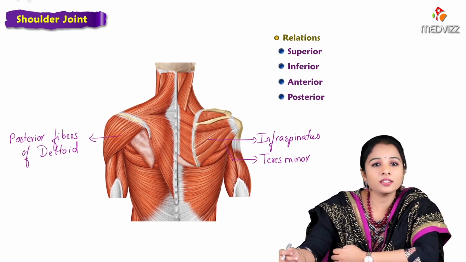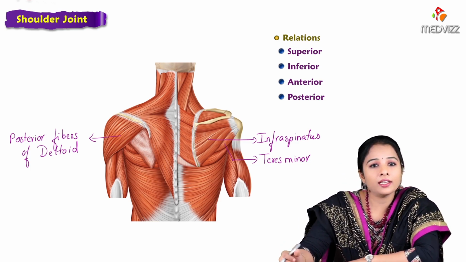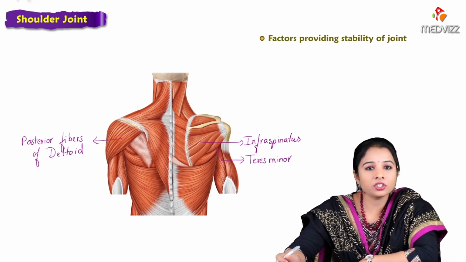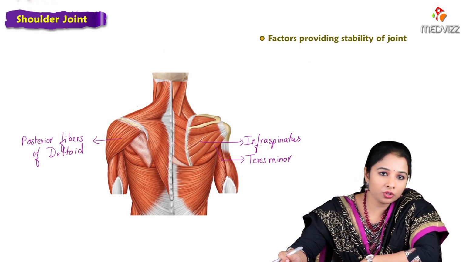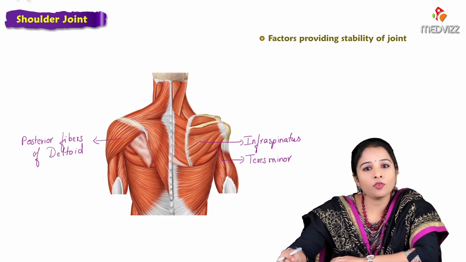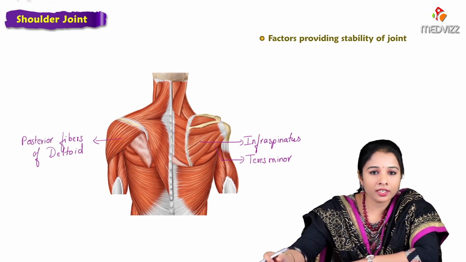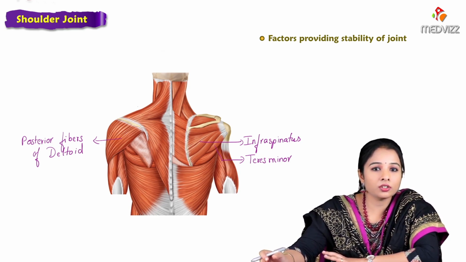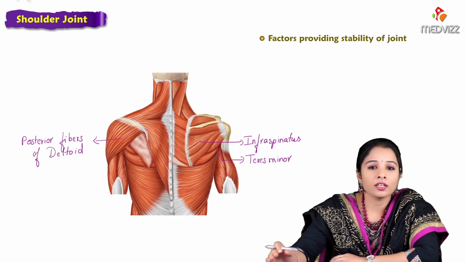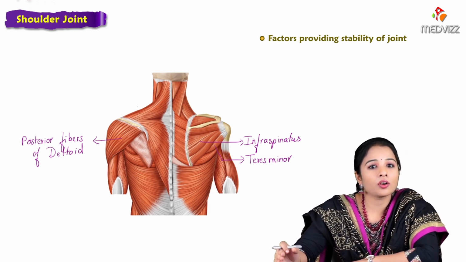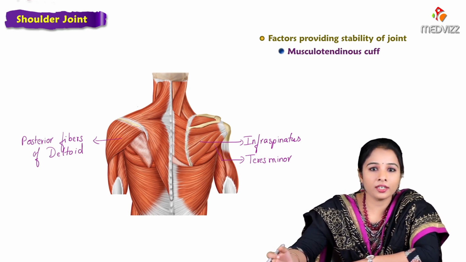So, we are discussing that the shoulder joint is a highly unstable joint. The factors which provide stability to the shoulder joint are, one, the musculotendinous cuff. It is formed by the muscles which are inserted to the greater tuberosity and lesser tuberosity. Before inserting into the greater and lesser tubercles, the muscles form a sheet around the joint along with the capsule, called the musculotendinous cuff.